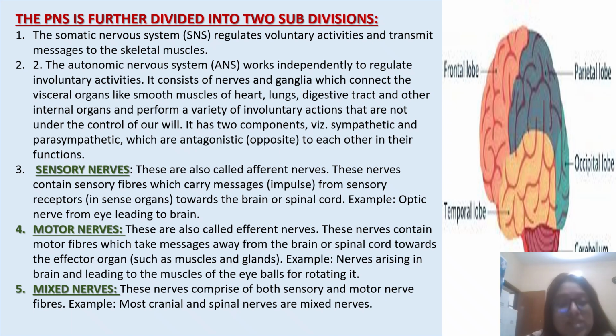Next, mixed nerves. These nerves comprise both sensory and motor nerve fibers. Example, most cranial and spinal nerves are mixed nerves.